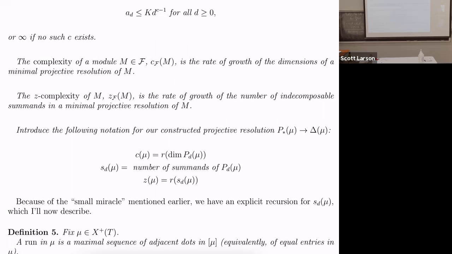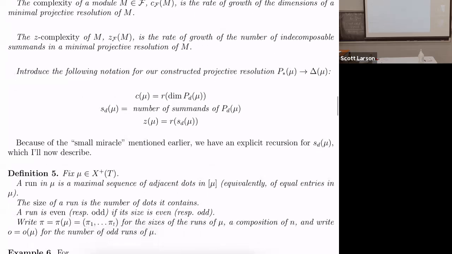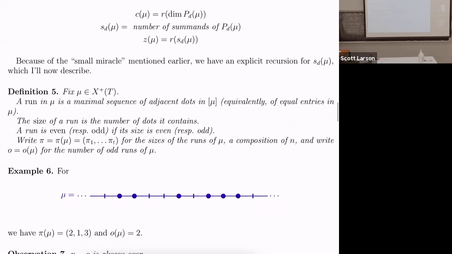S sub d of mu is the number of indecomposable summands of PV of mu, and Z of mu is the rate of growth of S sub d of mu. So because of the small miracle that I mentioned before, we have an explicit recursion formula for these S sub d of mu's in terms of S sub d minus 1 and S sub d minus 2 or something else. And the key invariant that seems to be showing up here is these runs of mu.